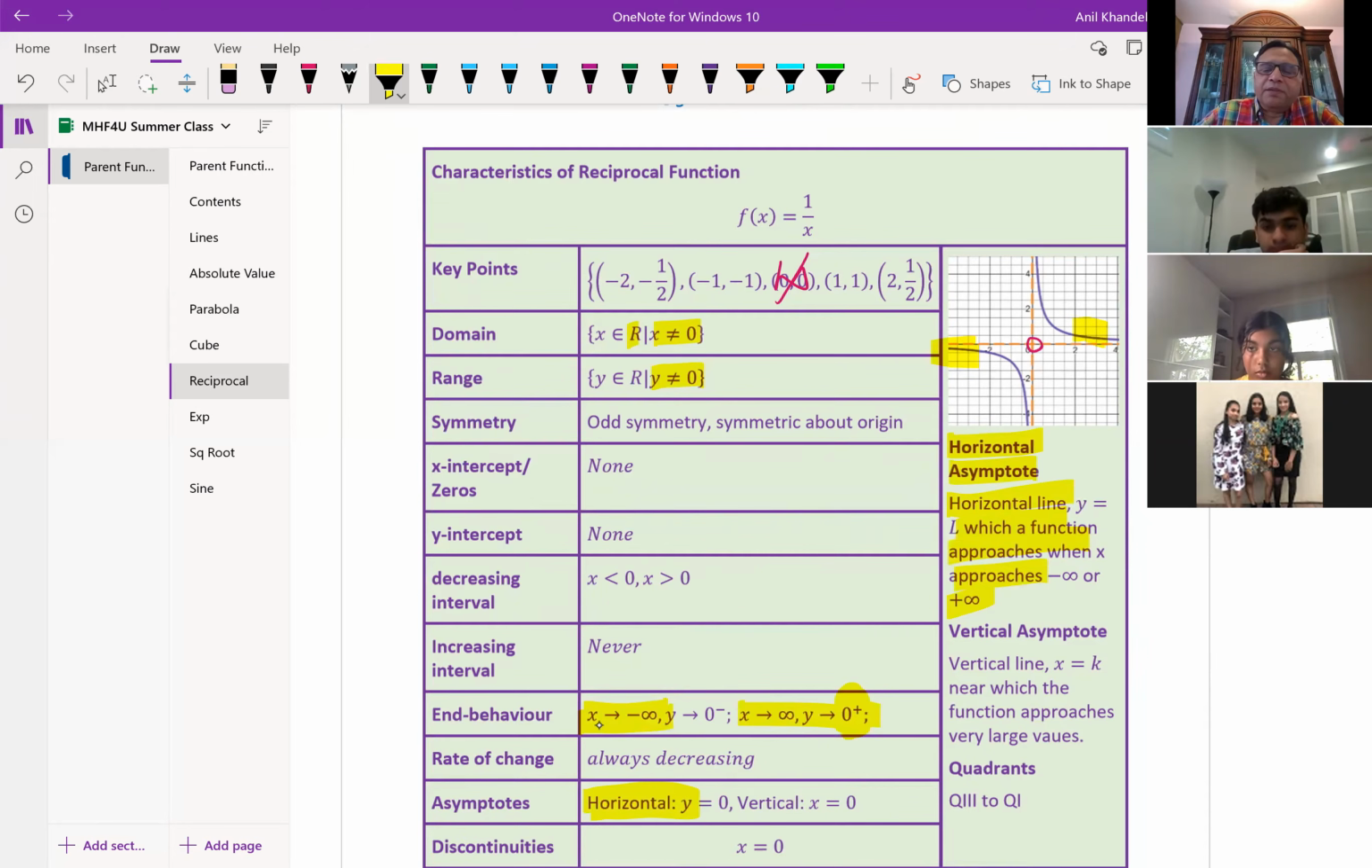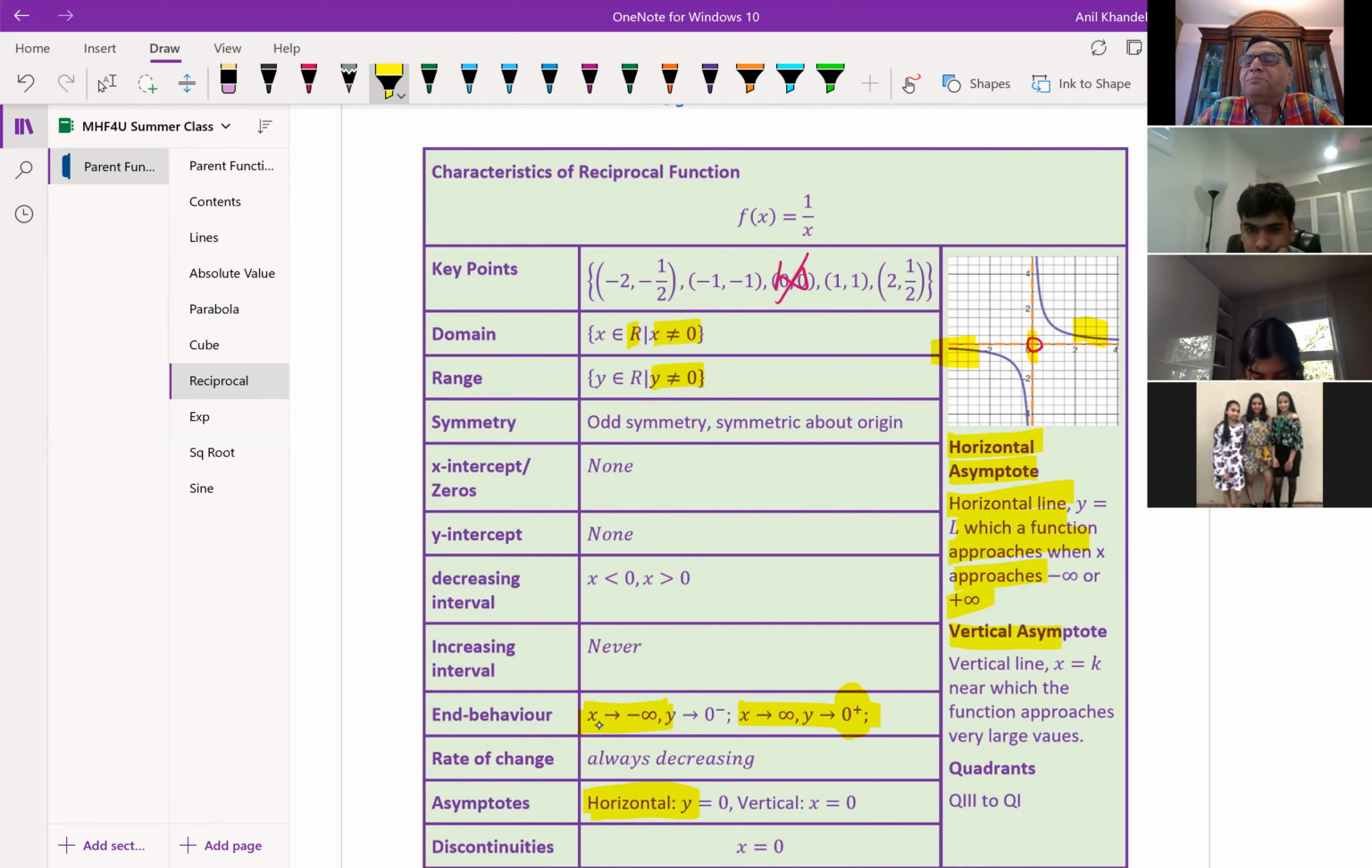Now, second part here is about the vertical asymptote. Sometimes what happens is when you approach a point, the y value all of a sudden becomes a very, very high value. It could be very high positive or very high negative. That is the place where we have a vertical asymptote. So when we are approaching 0, 1 over 0 is not defined. It's a very large value.